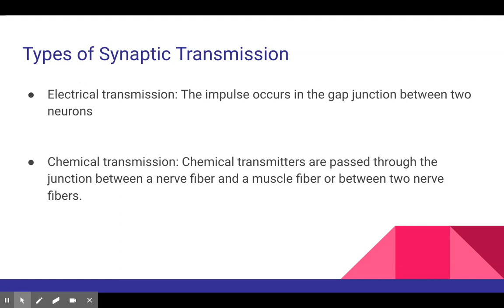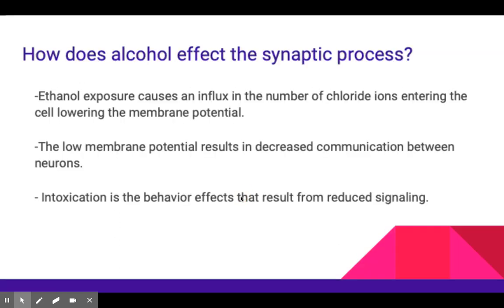In an electrical transmission, sometimes the two nerves actually come pretty close to contact, so the space of the gap junction is decreased sometimes, and it actually sends electrical impulses through the gap junction. The chemical transmission sends the neurotransmitters, the chemicals, between the junction. So let's talk about this in terms of a synapse. How does alcohol affect this process?